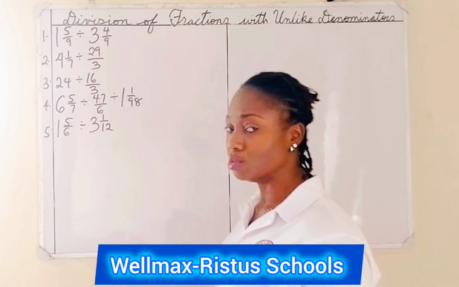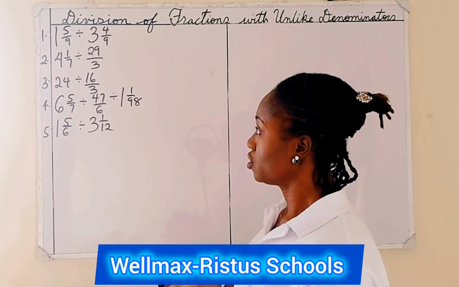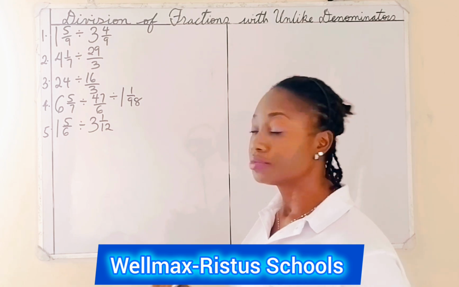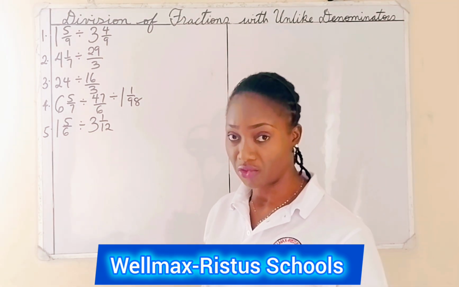Now we have some questions on the board that have to do with division of fractions with unlike denominators. The first step to take here is to convert the mixed fraction to an improper fraction.